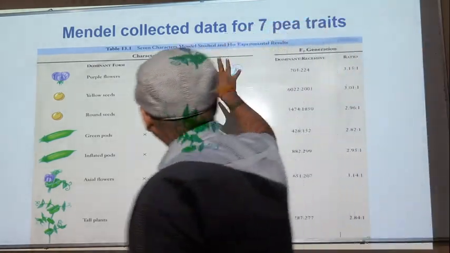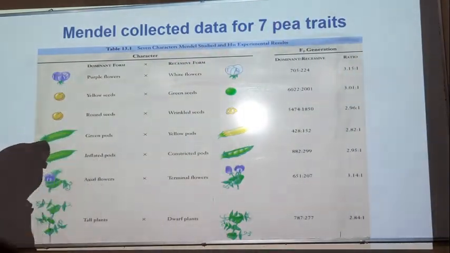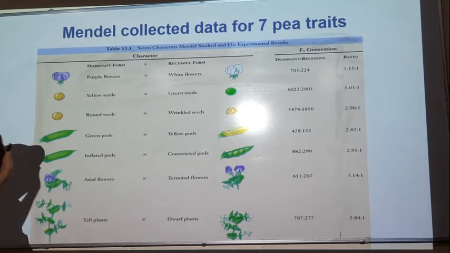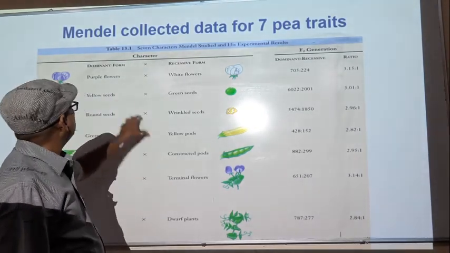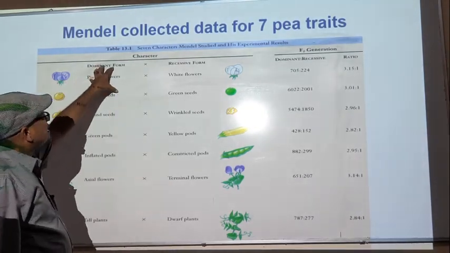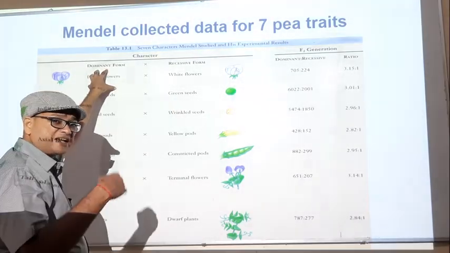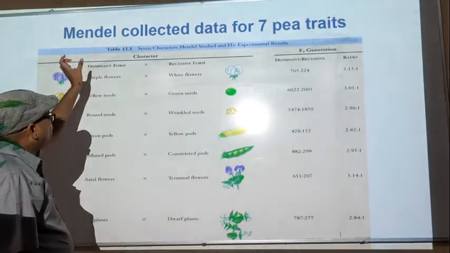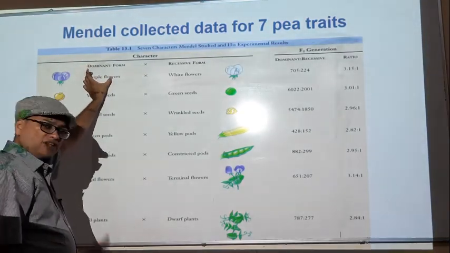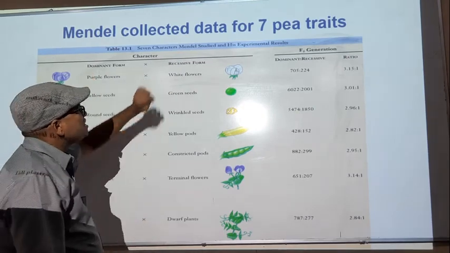Here, Mendel has collected the data of these 7 pea traits after the experiment done by Mendel. Here, there are 2 types of characters or behavioral characters or traits expressed by the pea plant in its lifespan. One form is called the dominant form, while another is called the recessive form.